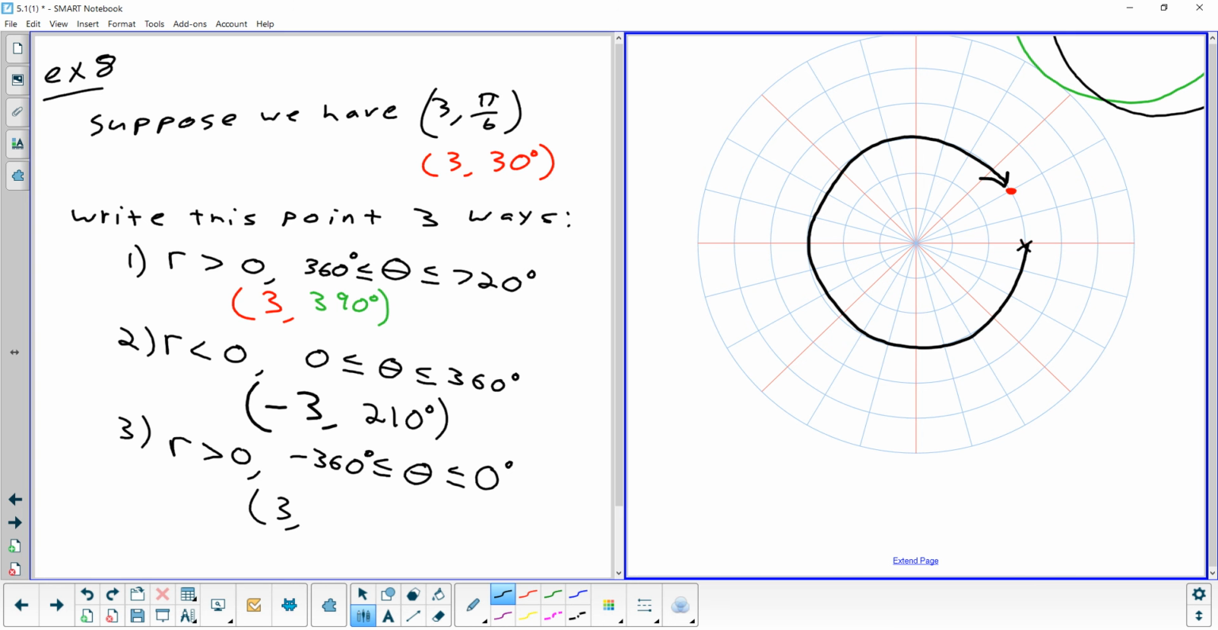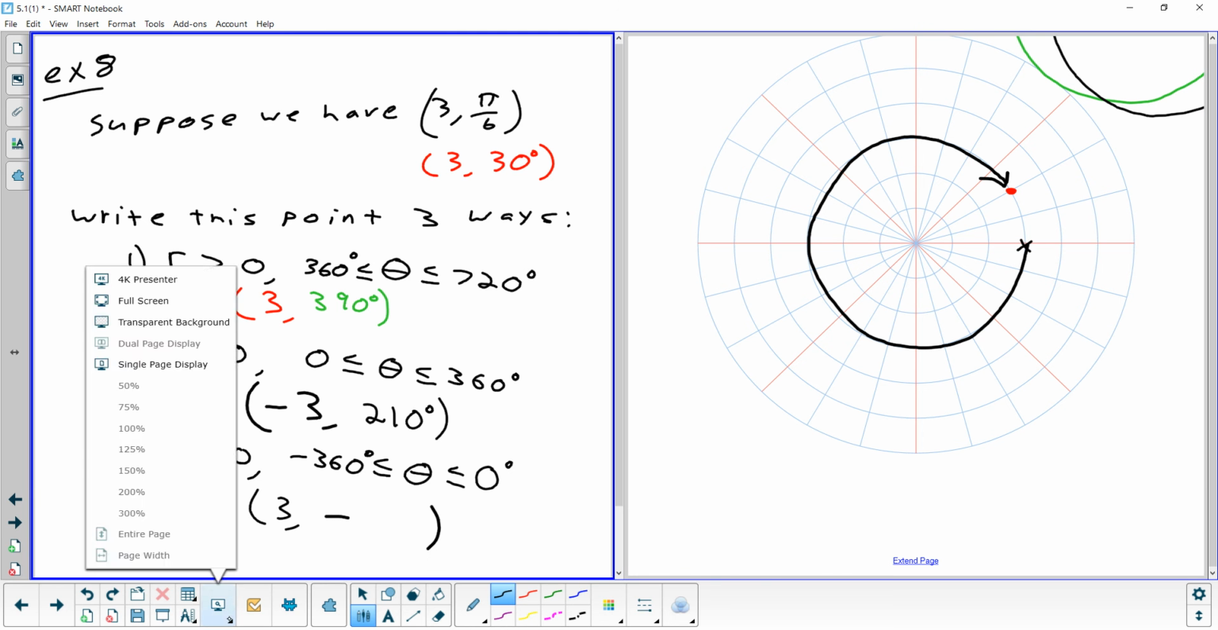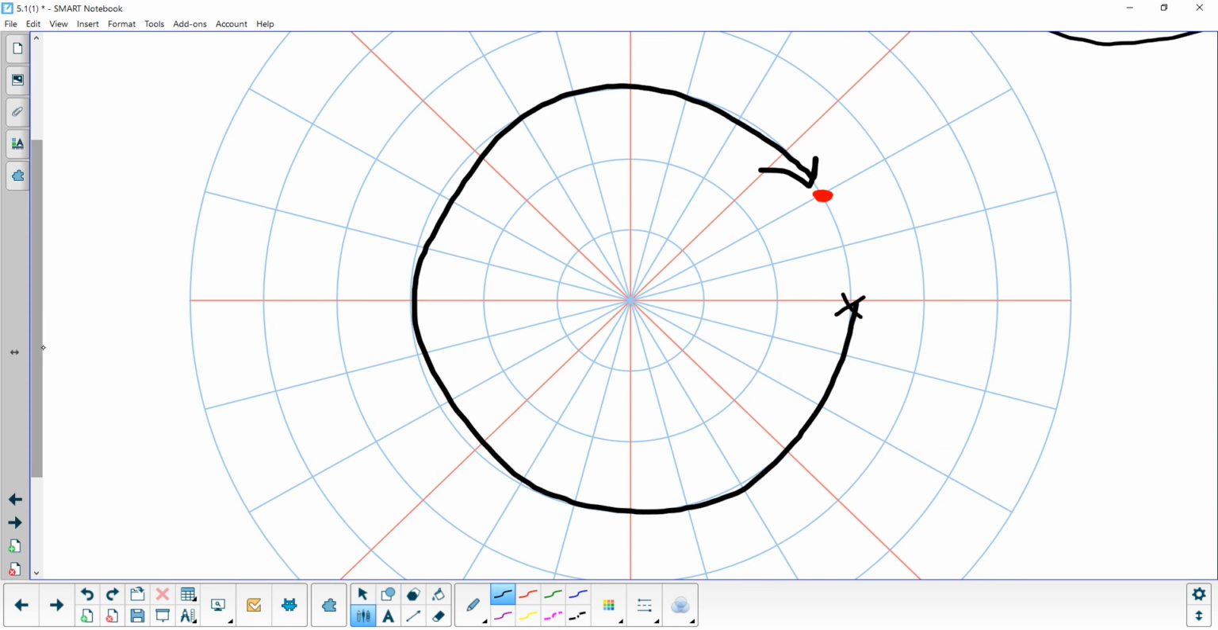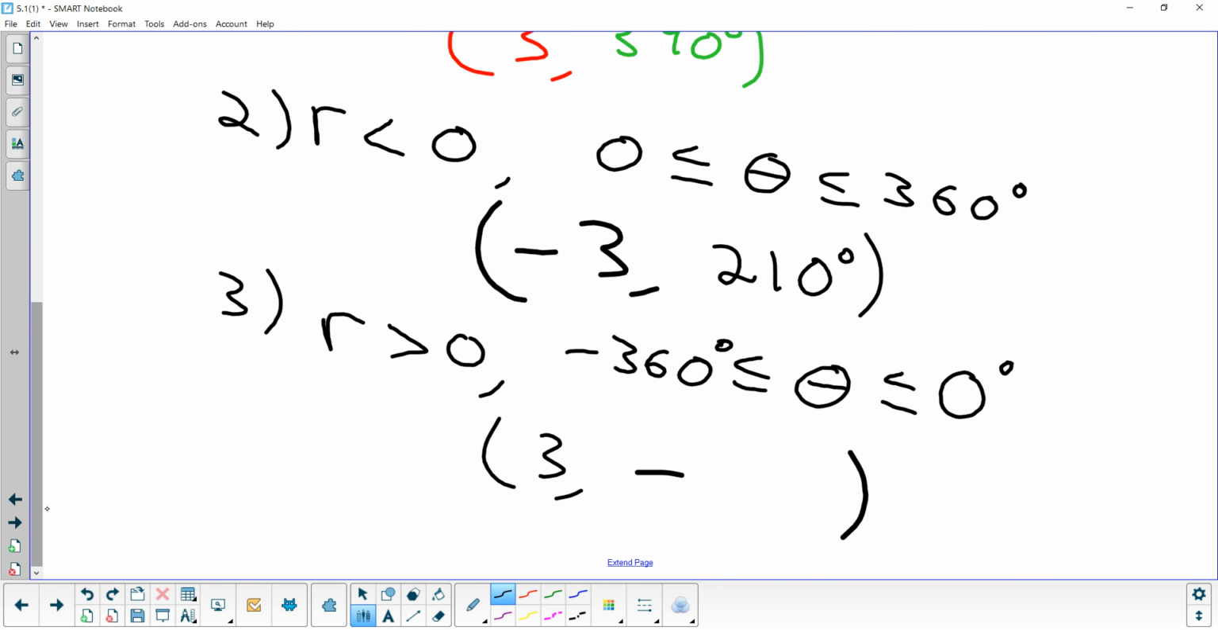Because we went clockwise, it's going to be negative. Now we just need to see how much. That's going to be negative how many degrees? 330. Yep, it's going to be negative 330. You're 2 sections shy of going all the way around. If you went all the way around, it would be 360. 2 sections short of that means you're 30 degrees short of going all the way around. So that's 330 in the negative. Negative 330.